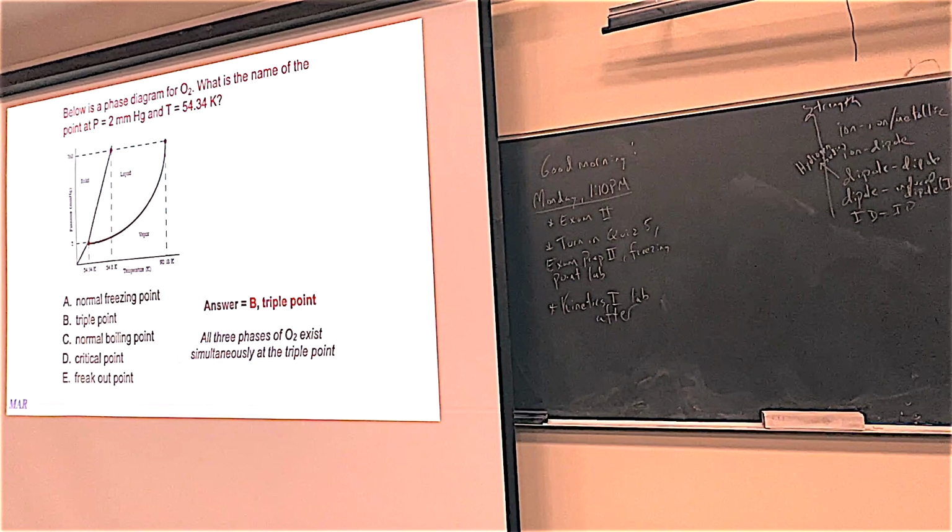The normal freezing point and the normal boiling point are what happens at one atmosphere of pressure. And remember that 760 millimeters of mercury is an atmosphere. So if you go along this line, the place where you get to the solid-liquid interface, that would be the normal freezing point. And if you keep going here, where you go from liquid to gas or vapor, that would be the normal boiling point, which is kind of cool.